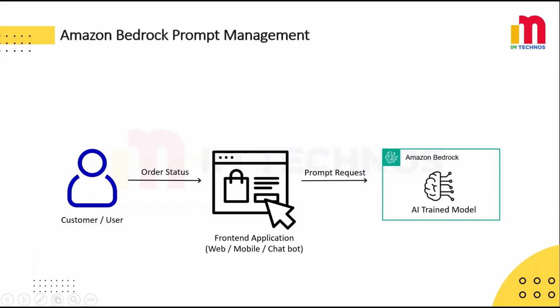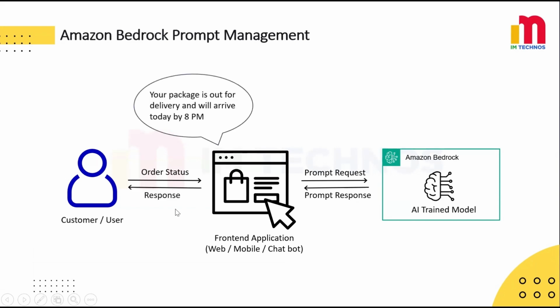Inside Amazon Bedrock, prompt management selects the correct prompt and sends it to the AI trained foundation model. The model generates a response strictly within the rules of that prompt. Amazon Bedrock then sends the prompt response back to the application, and finally, the user sees a clean, human-friendly message such as, "Your package is out for delivery and will arrive today by 8 p.m." The key point here is that the user never sees the prompt, the AI never guesses, and everything is controlled through prompt management, which makes this approach secure, consistent, and suitable for production-grade AI applications.